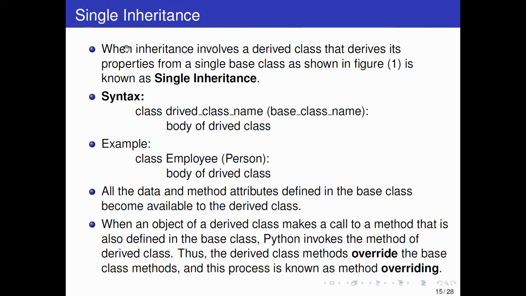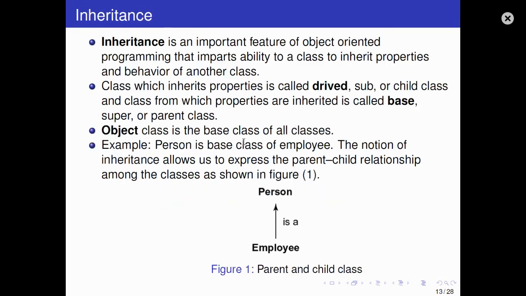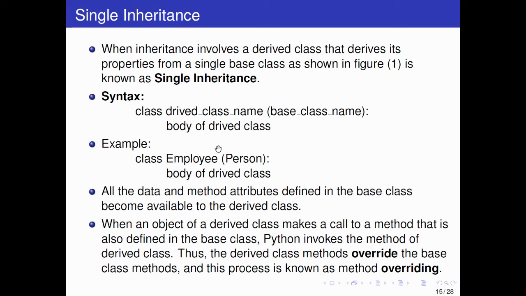So what is single inheritance? When inheritance involves a derived class that derives its properties from a single base class, there is only one base class, as shown in figure 1. It was person and employee. Here employee is using only one base class, that is person. So single inheritance means it has a single base class.